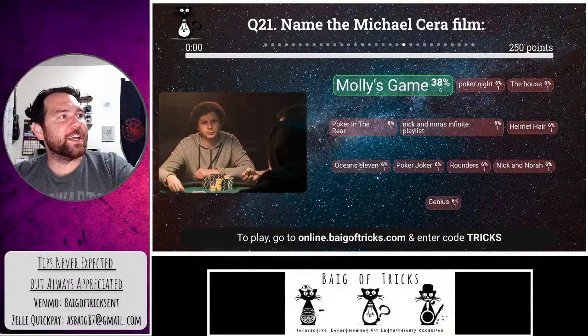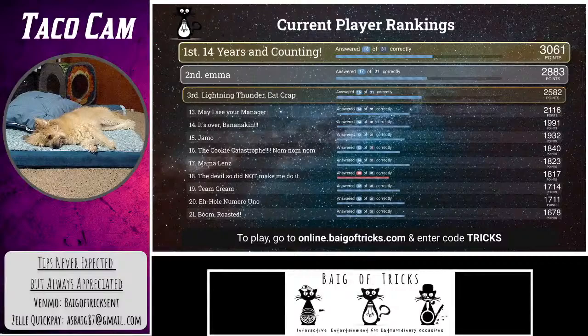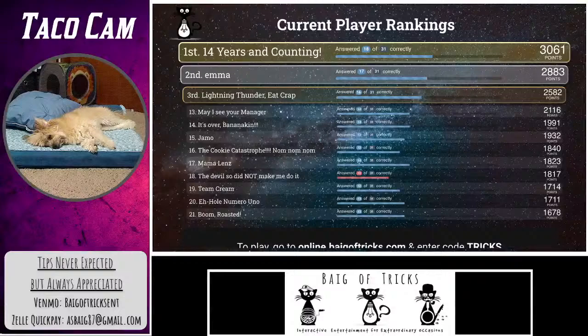All right, here are the standings after that round. 14 years and counting, back up into first. Emma in second. Lightning Thunder, eat crap, in third. Angelica's already in Winnie right there in fourth. Everybody else, take a look, see where you're at. We'll get the next round started here in just about 90 seconds, long enough time for me to get another drink.